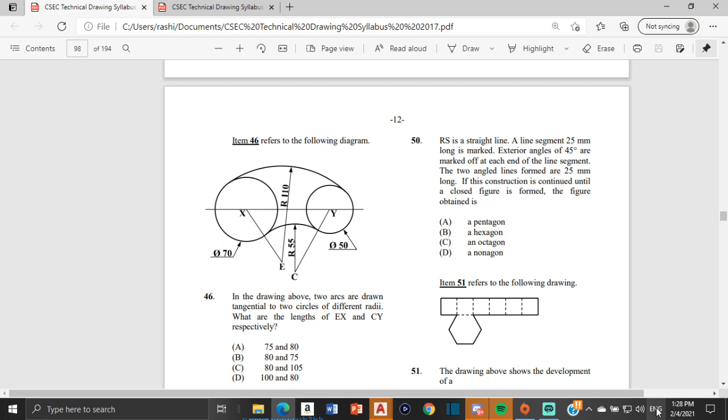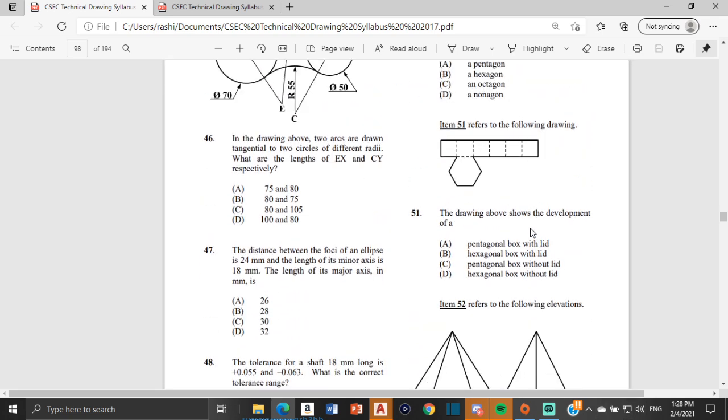And the reason why it would be an octagon is because if you do 45 times 8, you would get 360. And an octagon has 8 sides, hence 8 angles of 45, and you would end up getting an octagon. Alright.